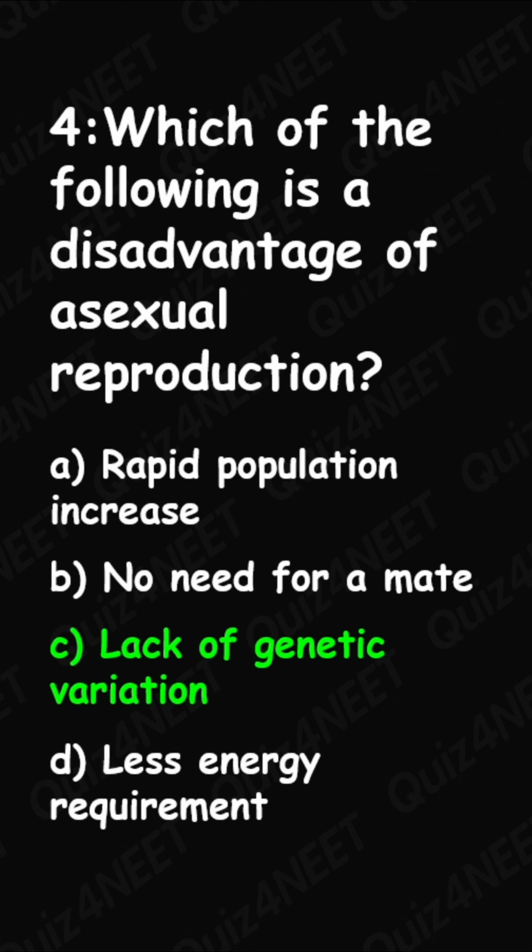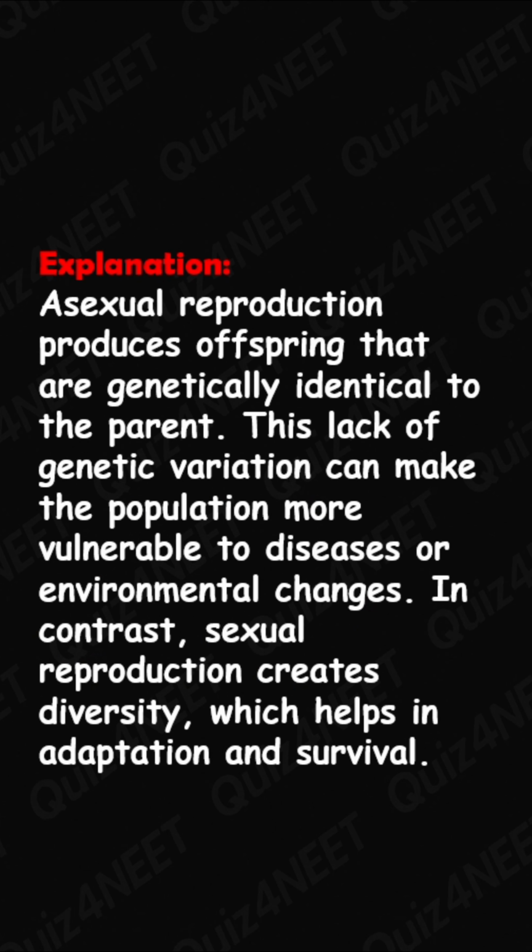Lack of genetic variation. Explanation: Asexual reproduction produces offspring that are genetically identical to the parent. This lack of genetic variation can make the population more vulnerable to diseases or environmental changes. In contrast, sexual reproduction creates diversity, which helps in adaptation and survival.